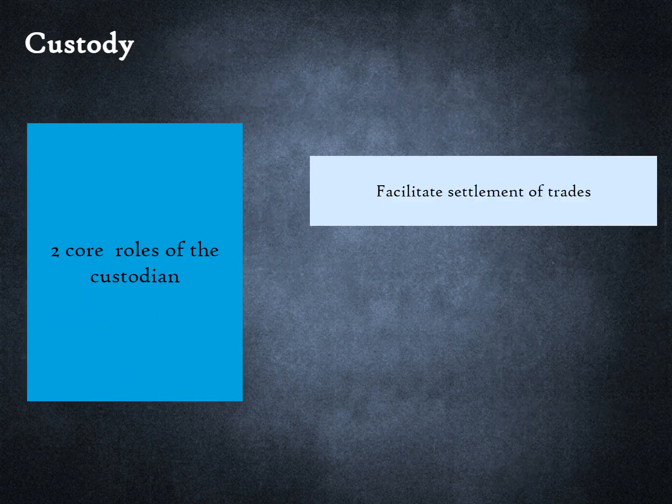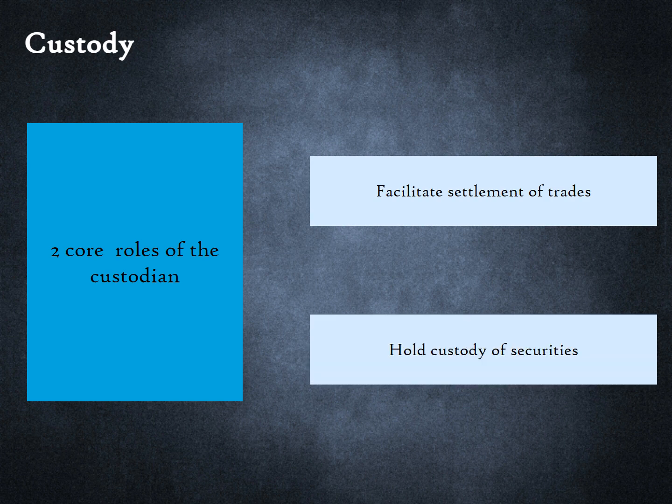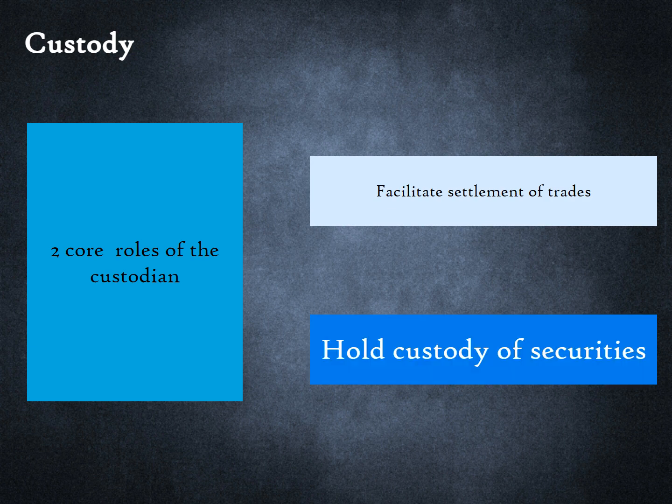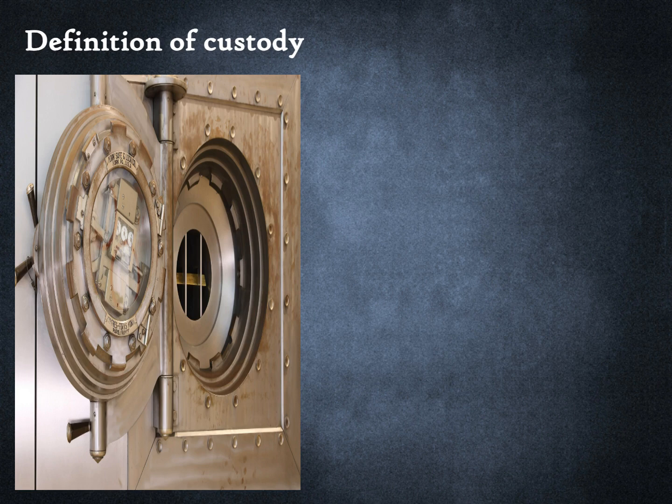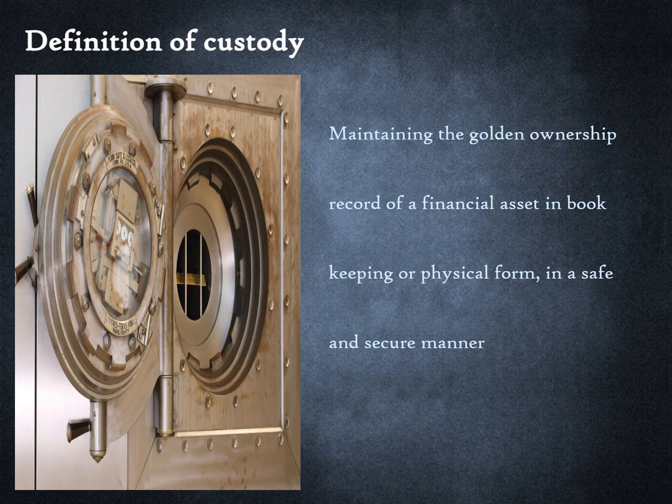We have learned about the role custodians play in facilitating settlement of trades. Additionally, the second key role they play is provision of custody. Next, we will explore what custody means. The understanding of custody as a product in the context of financial assets is easier when we think of financial assets in physical forms. For instance, holding a paper share certificate in a physical lockbox. We can expand our understanding of custody to a world where ownership records are in bookkeeping form. Custody can thus be defined as maintaining the golden ownership record of a financial asset in bookkeeping or physical form, in a safe and secure manner.